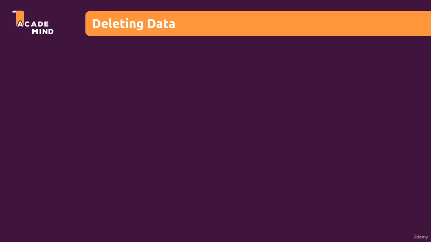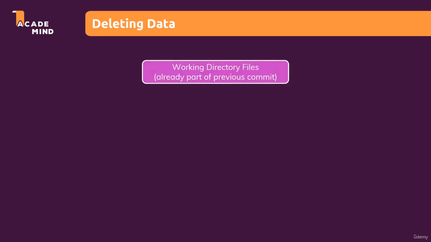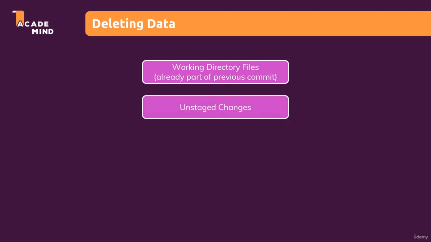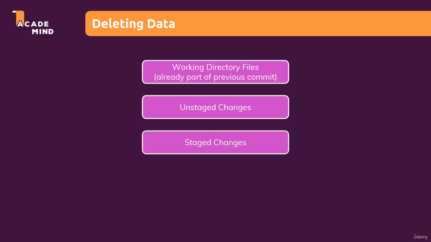How can we delete data from our project, from our version management? Now, data here simply means commits, branches, files, and so on. Specifically, in the next lectures, we'll have a look at how we can delete files from our working directory. So I'm talking about files which were already part of a previous commit. We'll have a look at how we can get rid of unstaged changes referring to files which were part of a previous commit or of files which were not part of a previous commit. We'll also have a look at how we can undo staged changes. This means changes we added to our index, to our staging area.